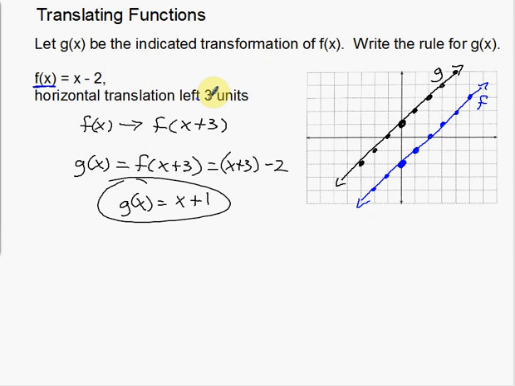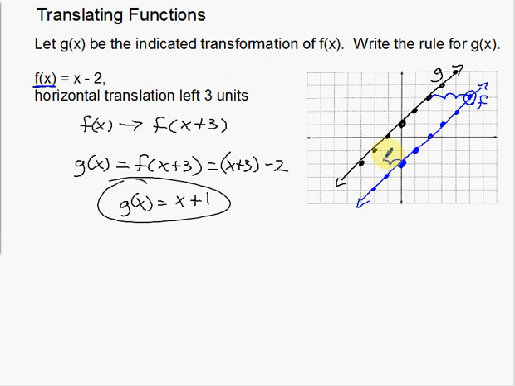So did I do that? Here's my f of x function. Did I move all my points 3 units to the left? Here's one point: 1, 2, 3. Yes, I did move it 3 units to the left. Let's take another point right here: 1, 2, 3. Yes, I did move it 3 units to the left.